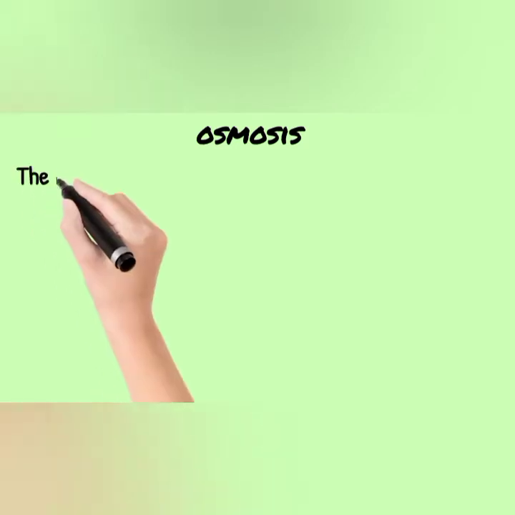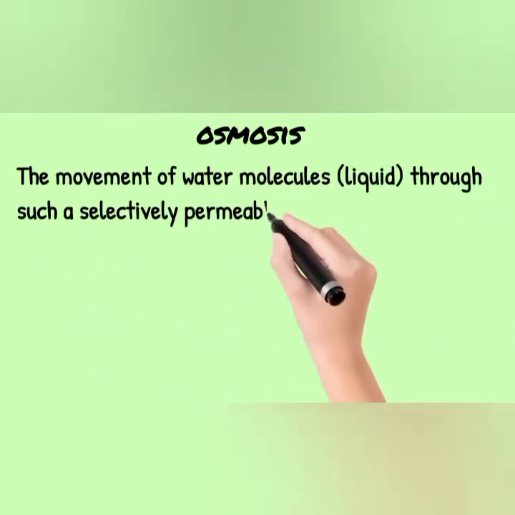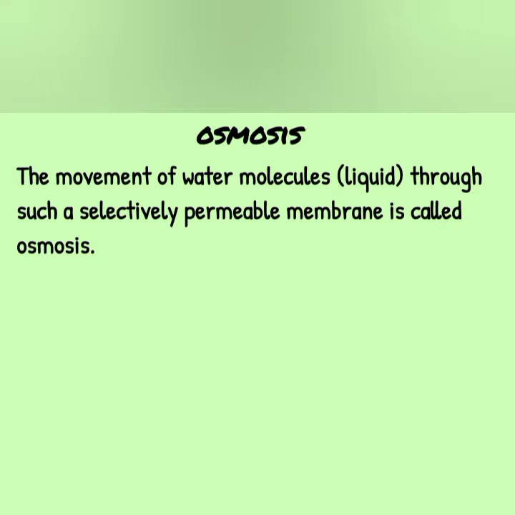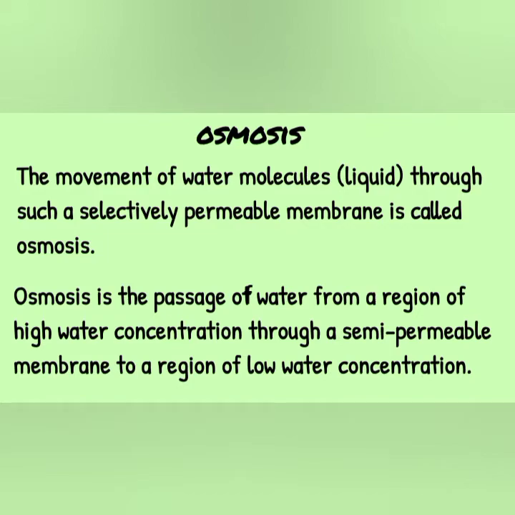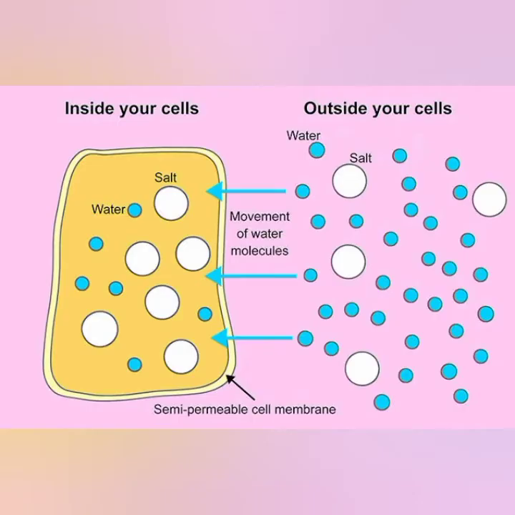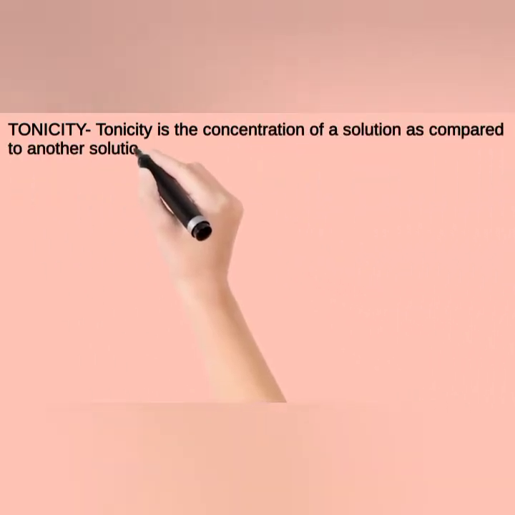Now we come to osmosis. So the law of diffusion is also followed by water. So osmosis is the passage of water from a region of high water concentration to a region of low water concentration through a semi-permeable membrane. Now have a look at this diagram. Here the cell is more concentrated than the solution outside. The outside solution has more water content. Hence the water from the outside solution will move inside the cell through the plasma membrane and by the process of osmosis.